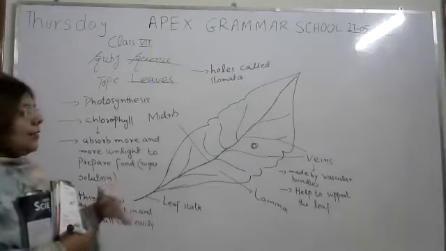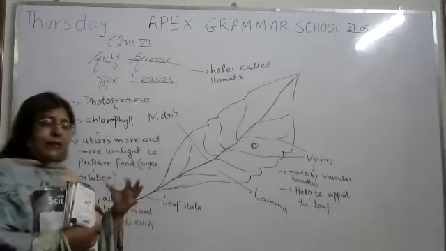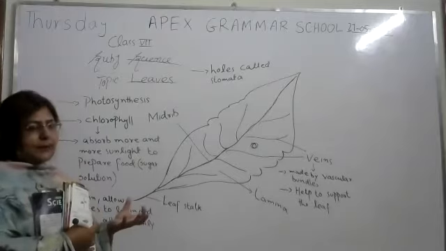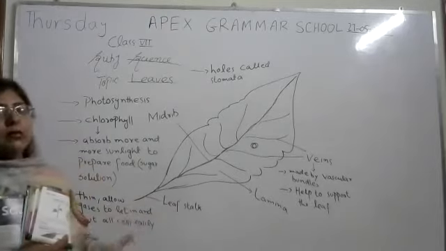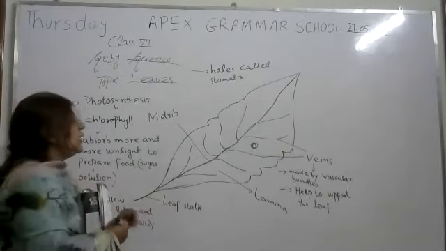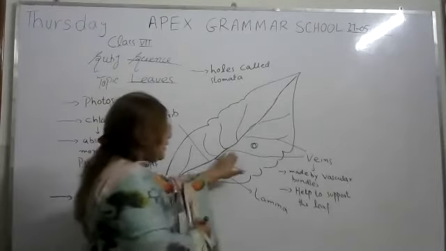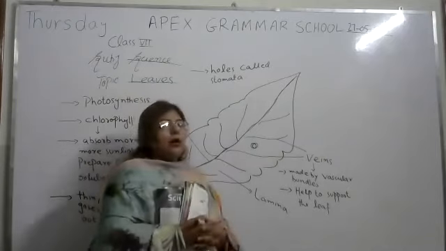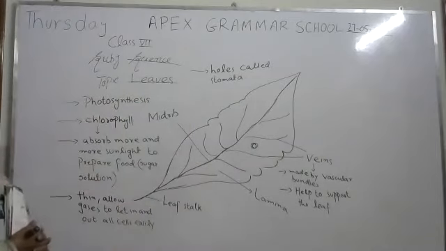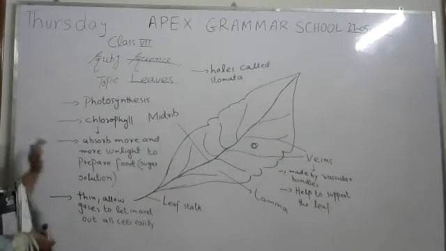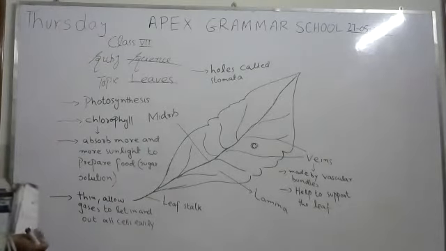So in the daytime, when the stomata open, these waste materials evaporate into the air by a process which is called transpiration. Okay? And leaves have veins. Veins consist of vascular bundles, and definitely they act as roots for the leaf. So I hope you understand the structure of a leaf.